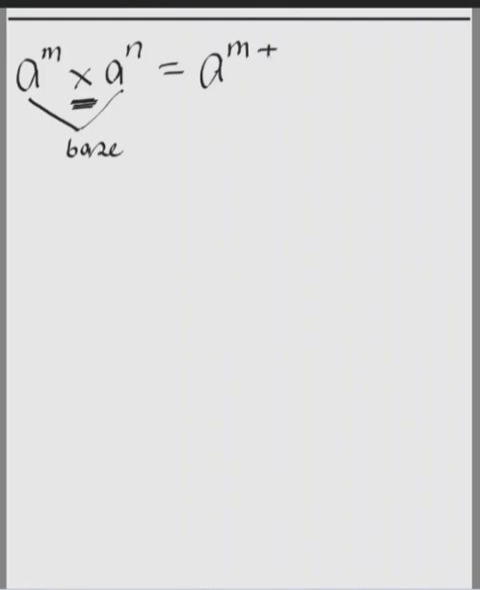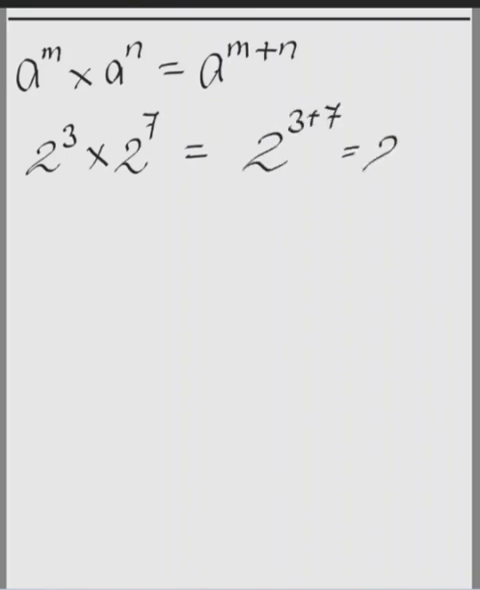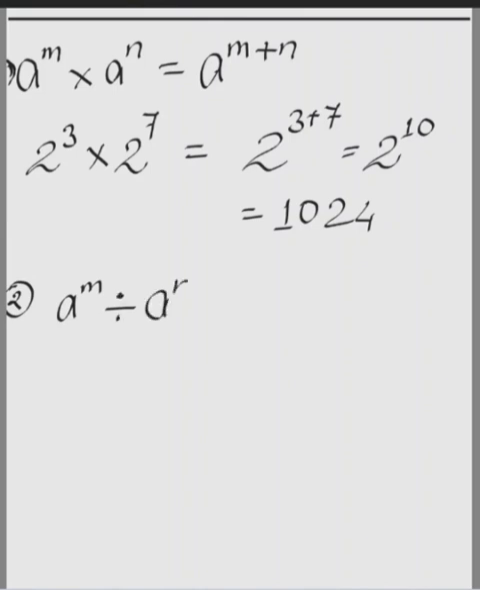Let's get started. The first formula is a power m into a power n. If this is multiplied here, then we'll write a power m plus n. You should remember this is the base, right? In this case the base is the same. You always need to have the same base for this formula. If it is multiply here, then we'll write plus here. For example, 2 power 3 into 2 power 7 is equal to, the base is same, so it's 2 power 3 plus 7, equal to 2 power 10, which is equal to 1024.